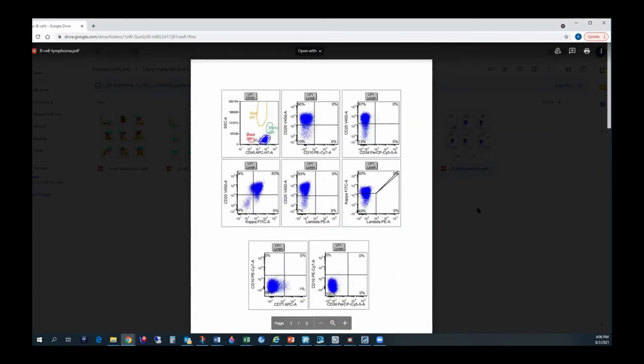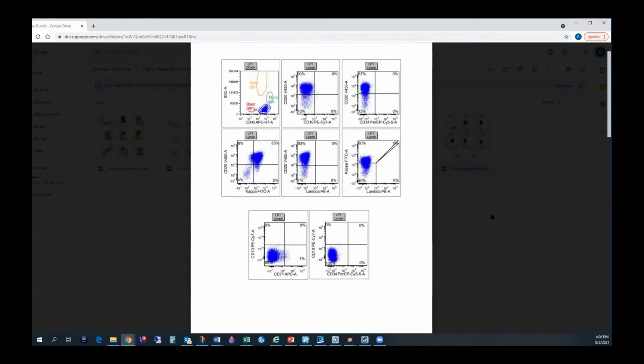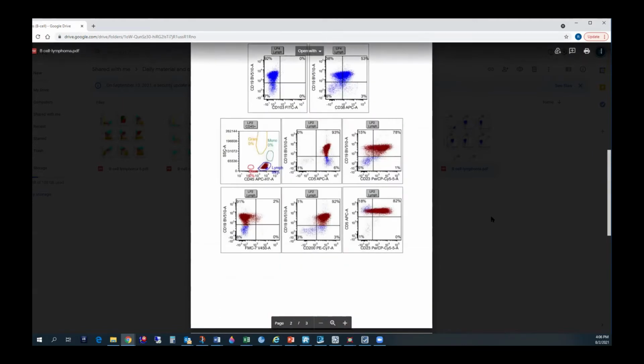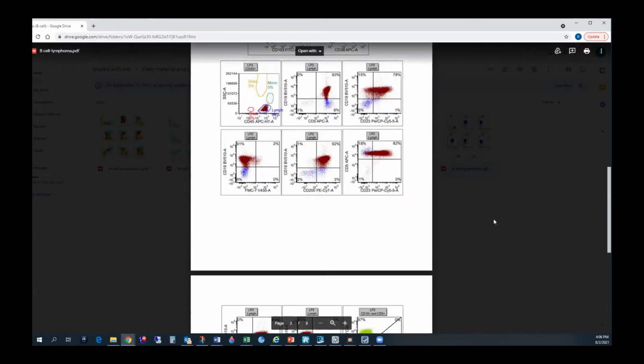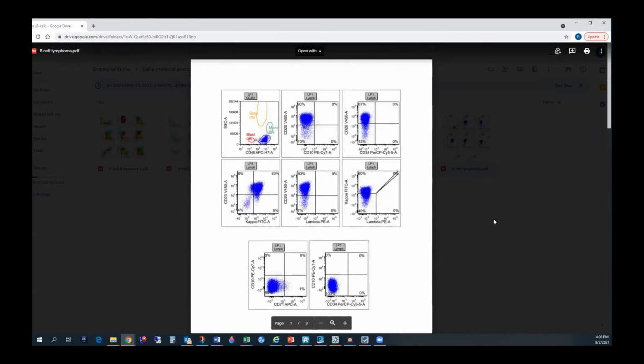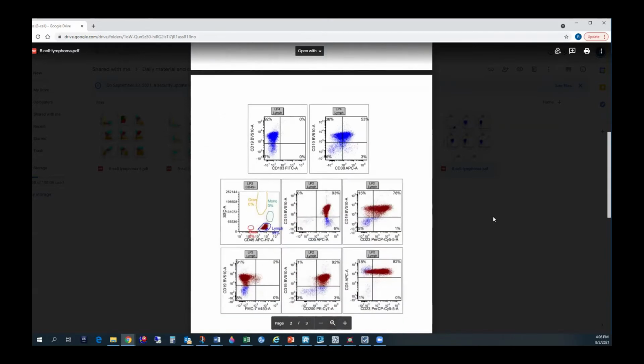CD38 dim to moderate, CD5 positive, CD23 positive, and CD20 positive. And CD10 negative. CD34, CD71, and FMC7, they are all negative. Okay. So it is a kappa restricted CD5 positive B cell neoplasm. Based on the cell count, it could be an MBL or a CLL.